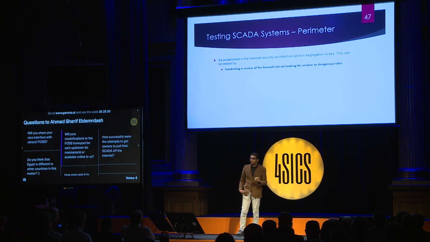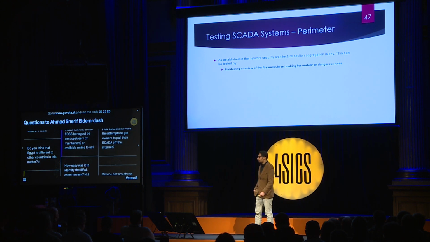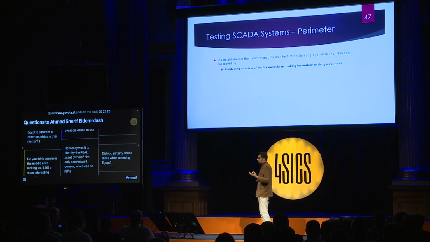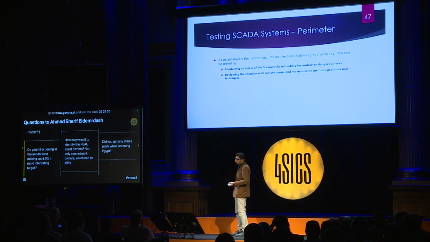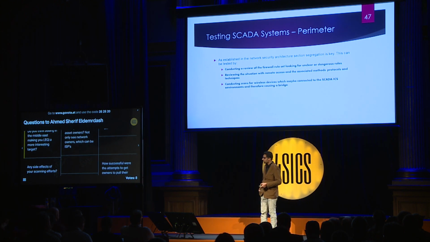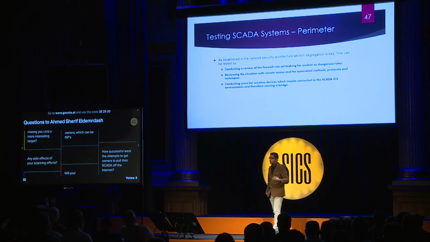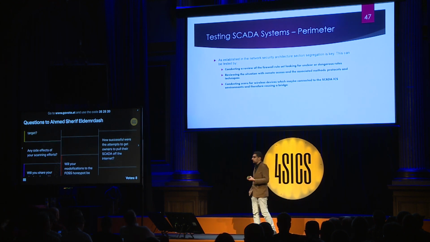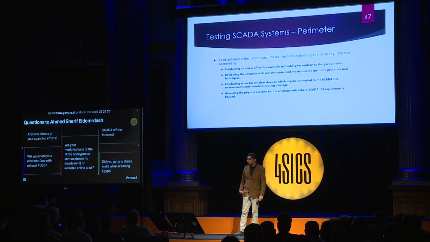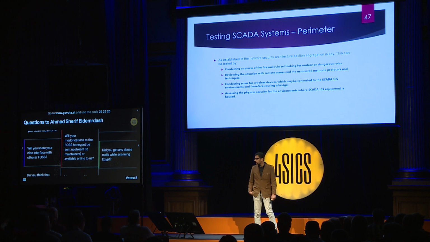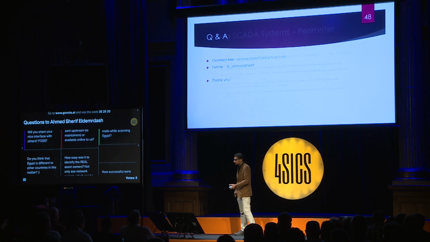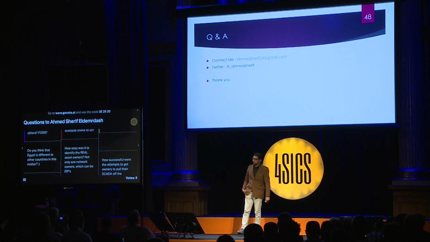On the level of perimeter, you can check your firewall rules, and you have to manage unclear or dangerous rules. Review the access control on your firewall, and you can conduct scans for wireless devices connected to your ICS SCADA environment, which could cause a breach. And finally, assess the physical security of the environment where equipment is housed. And I'm done.